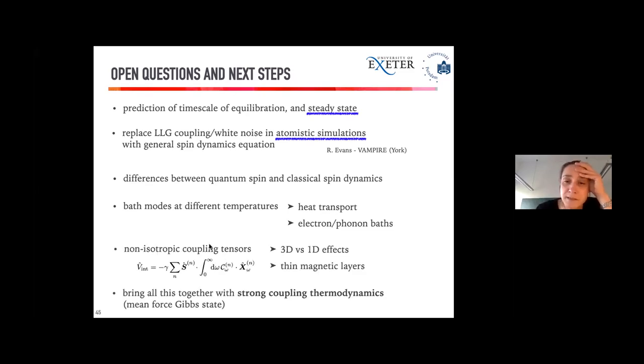I've briefly mentioned that you can also discuss non-isotropic coupling tensors. So this coupling tensor here can go from 3D to 1D to everything in between. And this may be very relevant for thin magnetic layers. So if you have just a small thin layer, it will be more like a two-dimensional material, and then this will be relevant. And then in the end, what I really want to do is to bring all of this, what I've just discussed, together with this strong coupling thermodynamics framework, because I believe it is exactly the tool that will give us many analytical predictions for what we find numerically.